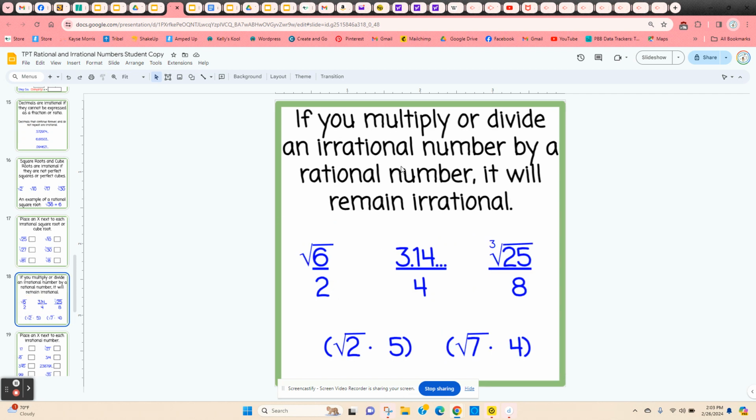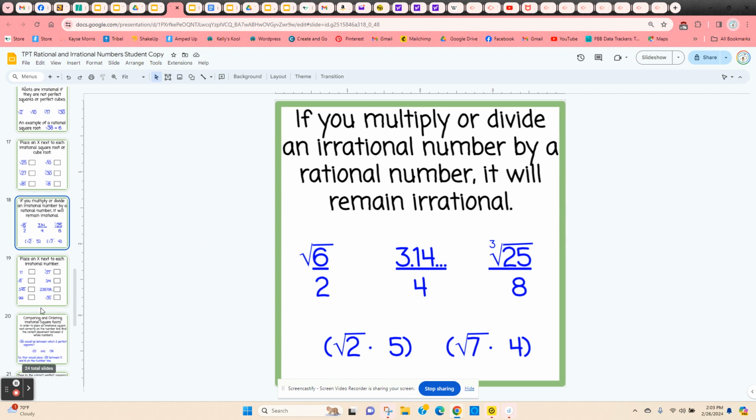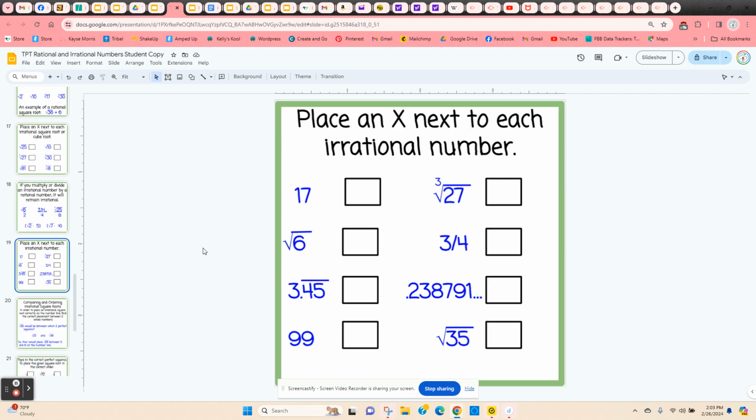And then students need to know that if they multiply or divide an irrational number by a rational number, it's still going to stay irrational. Now they're going to put an X next to every irrational. So they've got some fractions in here, some decimals, some square roots, and cube roots.